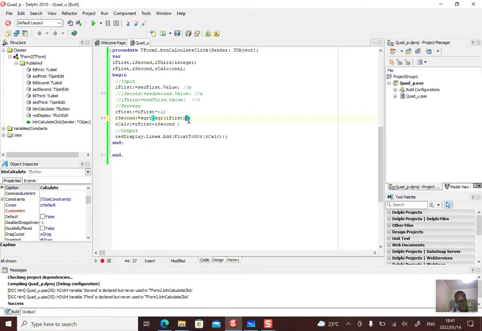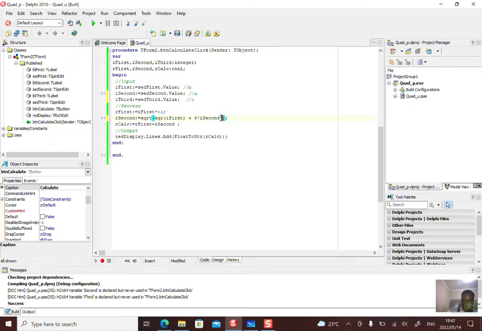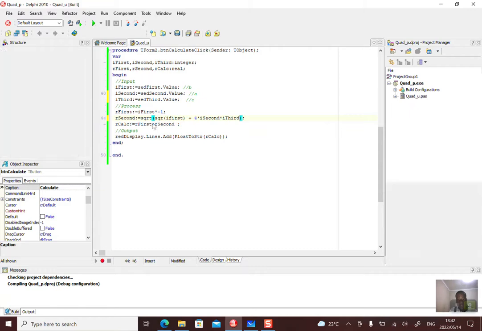So now right here we're going to say that since we found the square root, it should find the square root of everything. So right here I'm just going to put a plus. That's going to be 4 times our a. So I'm just going to remove that from there, and I'm just going to say I second times I third. Right, so let's run and see if it works.